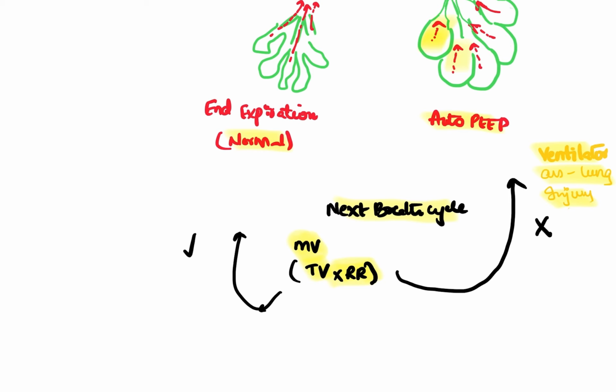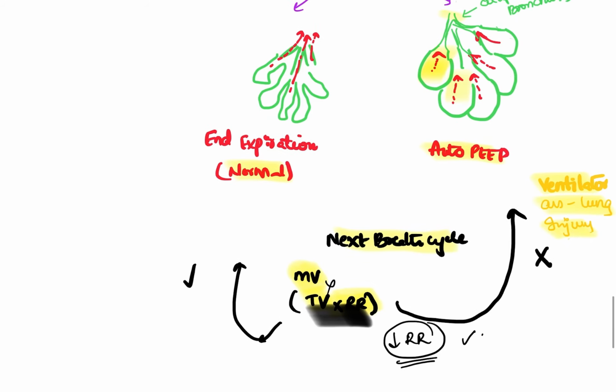So what are the techniques which we can use to decrease this auto PEEP? The first one is we can decrease the minute ventilation. That is, we can decrease the respiratory rate, because it's not safe to decrease the tidal volume. We can always decrease the respiratory rate.